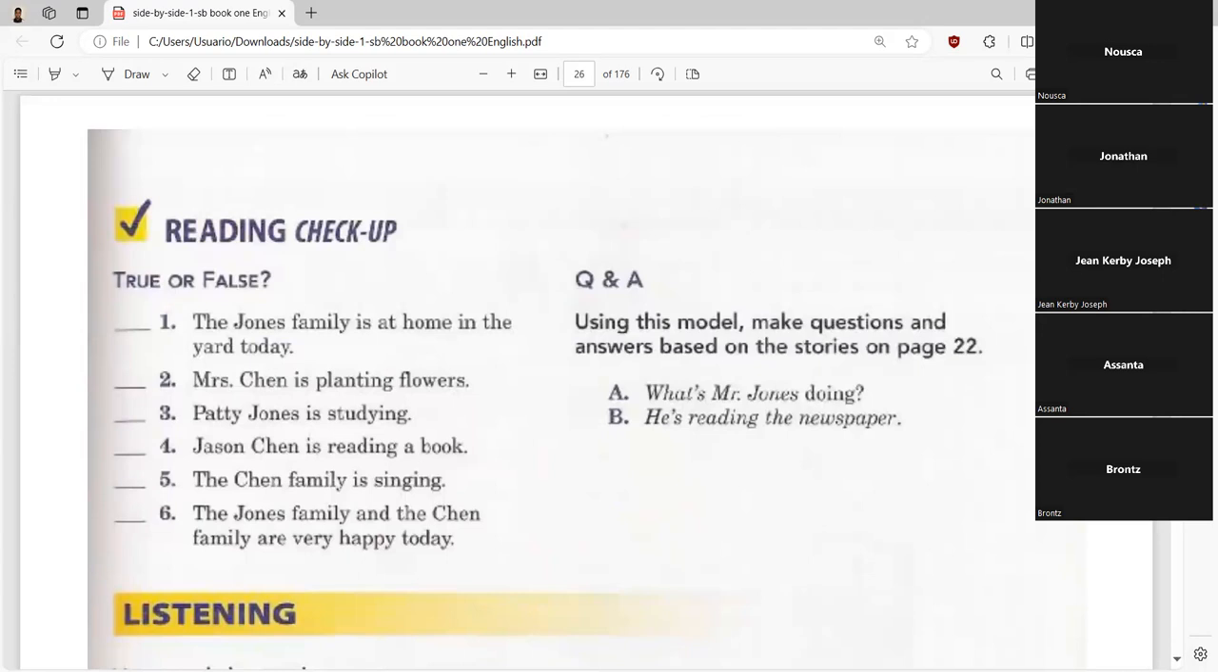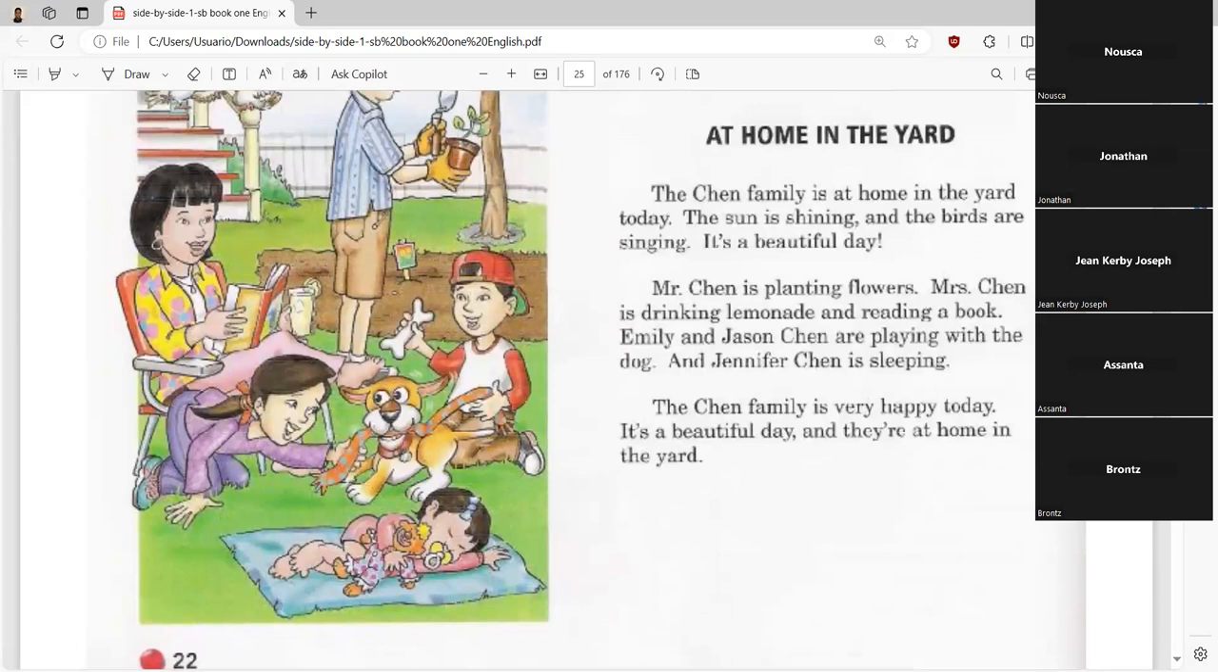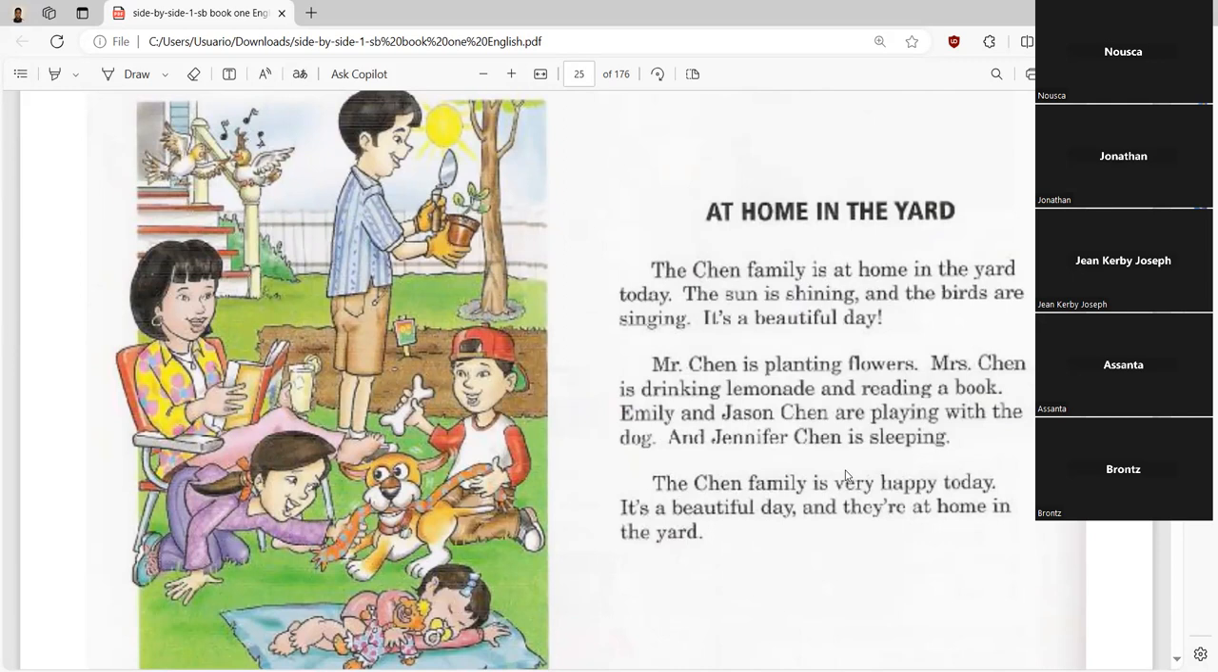Number four. Jason Chen is reading a book. True or false? False. What is Jason Chen doing? Mrs. Chen is reading the book. He is playing with the dog. Okay.